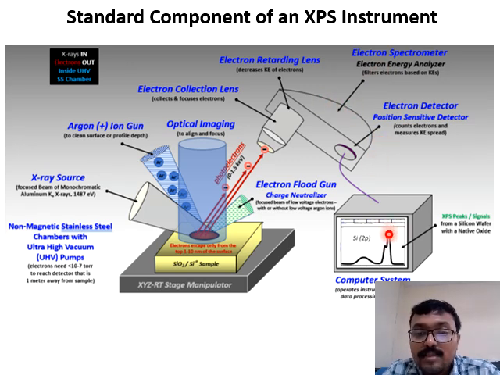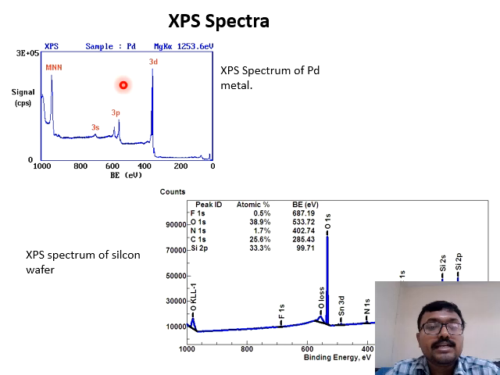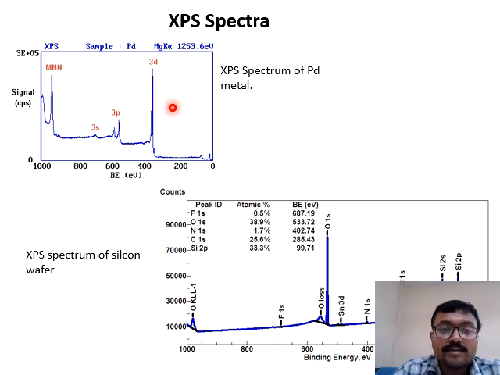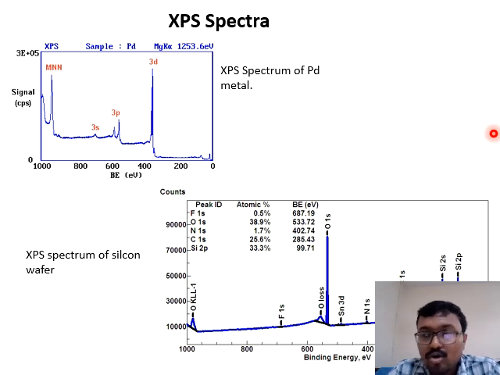The detector will get the signal. On the x-axis, it will show the binding energy, and on the y-axis it will show the number of electrons. If the signal is more intense, it means there are more electrons. Like that we get this graph, with binding energy on the x-axis and signal, meaning number of electrons, on the y-axis. From this, if we know the binding energy, we can identify the element. So this is the XPS technique. I hope you have understood.